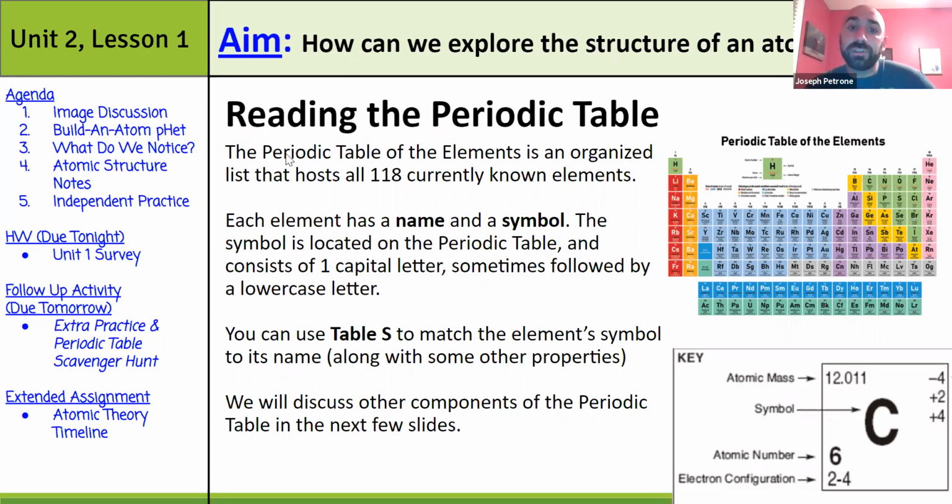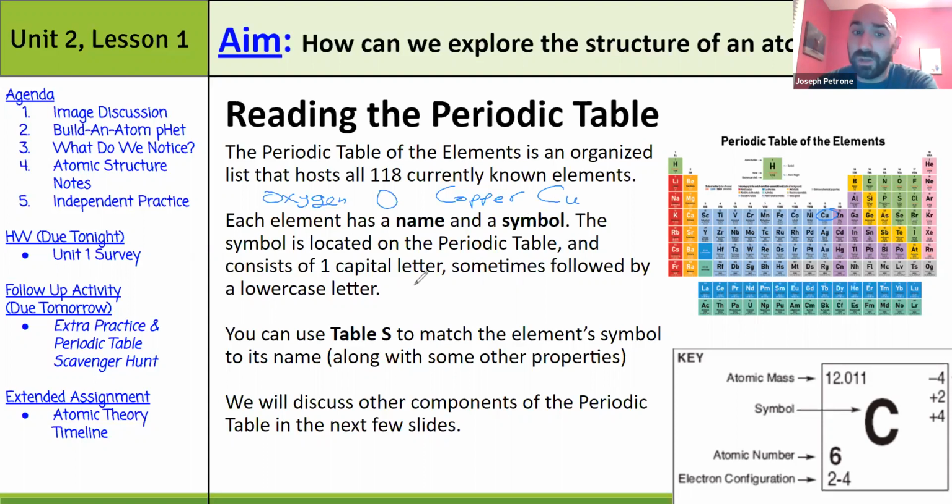So the symbols typically consist of a capital letter, and sometimes they contain a lowercase letter as well. For example, oxygen is an element, and it has the symbol O. Another example would be copper. Copper is right here, and it has the symbol Cu. Once again, the first letter is capital, and the second is lowercase.